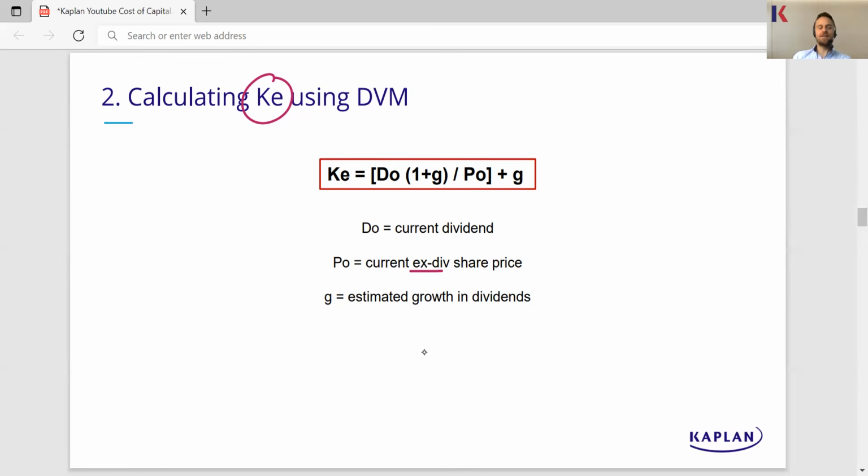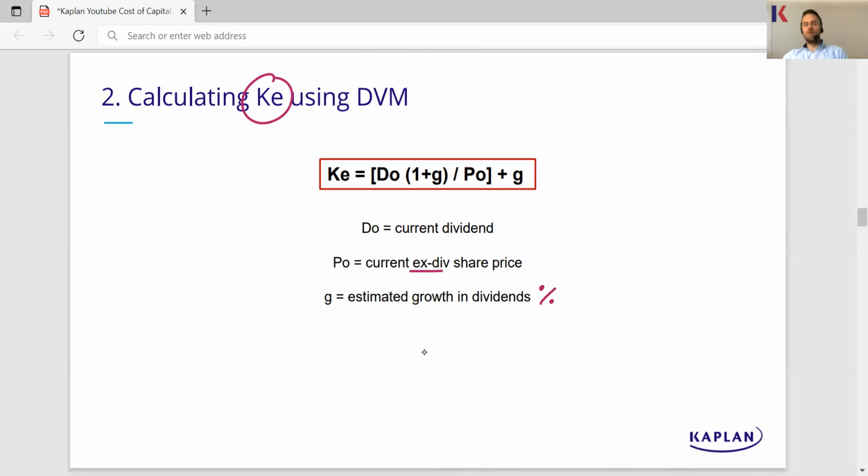We always want this ex-div share price, which is the share price without that dividend attached, and we want to remove that dividend. And then G is your estimated growth in dividends as a percentage. So D0 and P0, the top two, will either be in cents or dollars or pounds or pence, depending on which qualification you're doing. And then G will be a percentage.